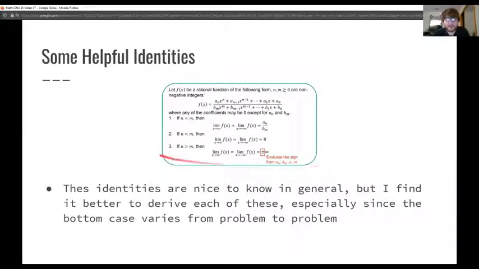Here are some helpful identities. I'm not going to read it all out, but if we have a polynomial over another polynomial, then we can check the highest power of the top and the highest power of the bottom and compare them. We have these 3 cases. One where the highest powers are the same, one where the highest power on the top is less than the highest power on the bottom, and one where the highest power on the top is greater than the highest on the bottom. These can be useful to memorize, but in general, I think it's probably better for you if you can just derive it, especially since the third case actually does require us to derive it most of the time because we want to see whether we're hitting infinity or negative infinity. But it can be useful to look at a glance at a graph or a function and say right off the bat what the infinite limit is going to be.